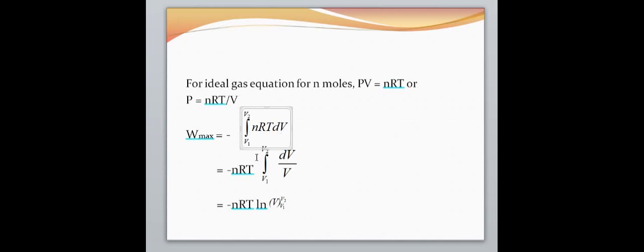So dV upon V. Now nRT, my dear students, is a constant term, and if you've done integration, you'll agree with me. Whatever is constant comes to the left of the integration sign, and whatever is on the right-hand side of the integration, that's where you apply the formula of integration. So nRT I keep there, and dV upon V I keep for integration. What is the integral of 1 upon V dV? Log V, isn't it? That's the formula. So minus nRT natural log, that is ln, or log to the base e, of V. Which are the limits here?